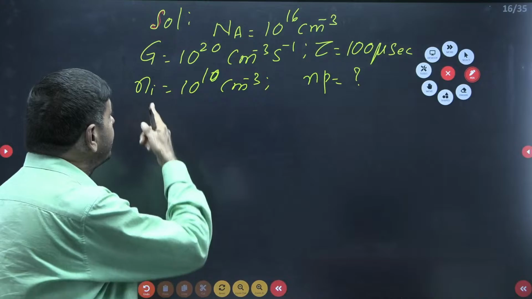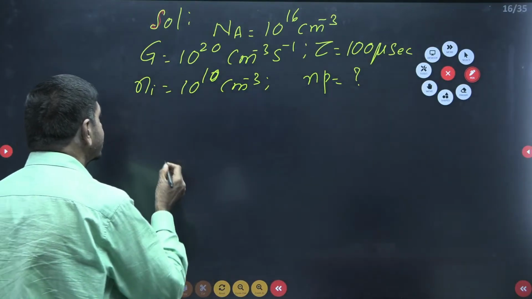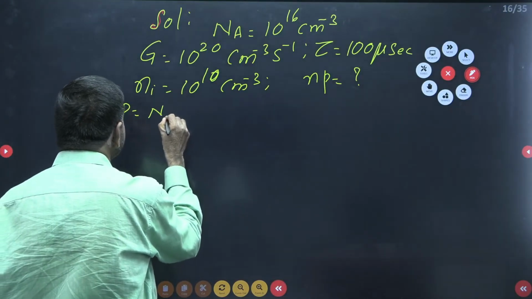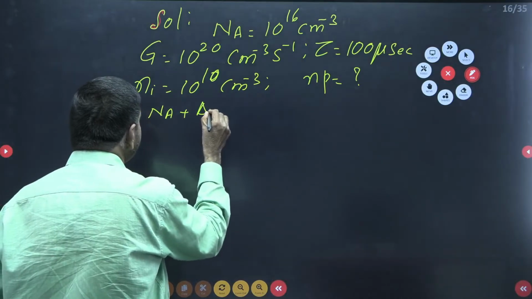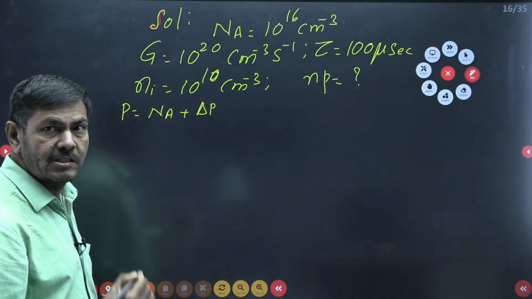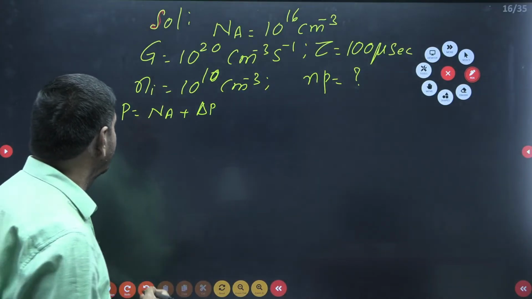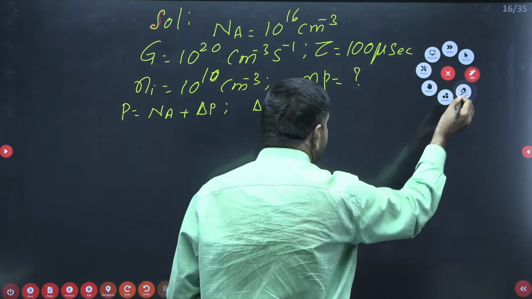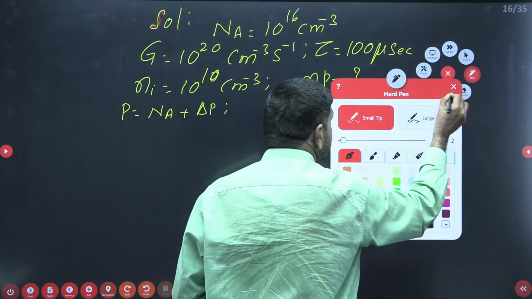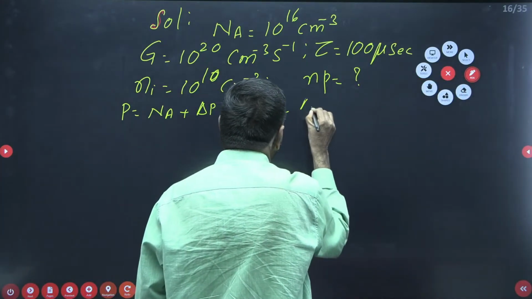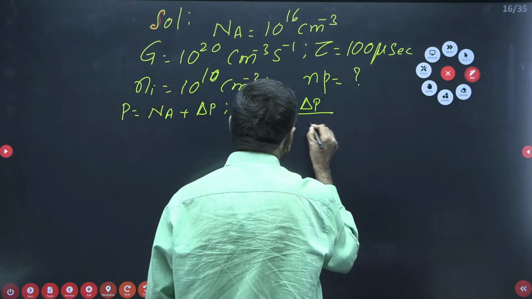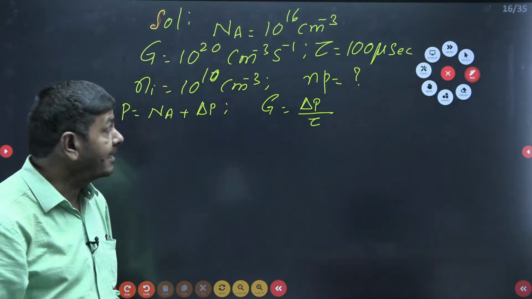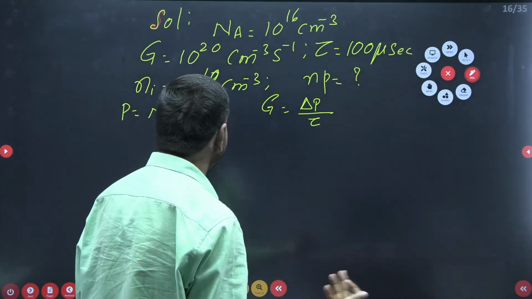It is given as a p-type semiconductor. For a p-type semiconductor, p is the acceptor concentration plus the increased number of holes because of the light illumination. How can I get delta p? We know very well that generation equals delta p by tau. Delta p and delta n are the same; they will not change.